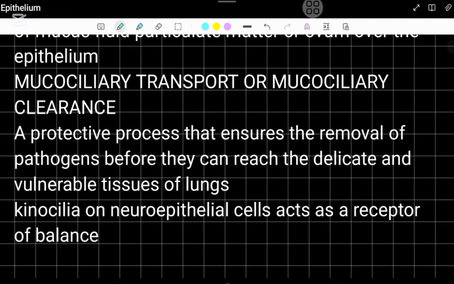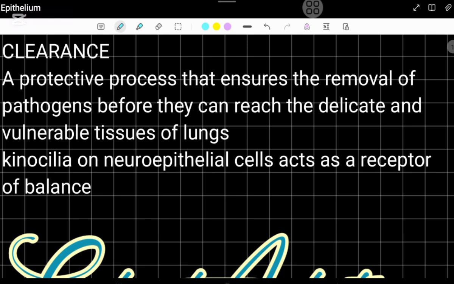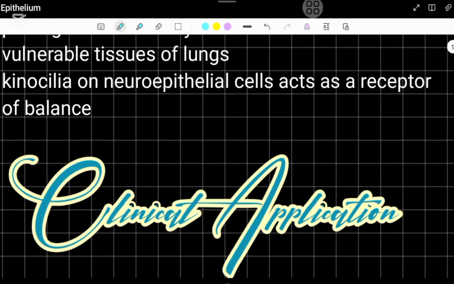Mucociliary transport or mucociliary clearance is a protective process that ensures the removal of pathogens before they can reach the delicate and vulnerable tissues of the lungs. Now you get it? They help in the movement of the mucus so that the mucus does not store the pathogen and does not cause infection in our respiratory tract.